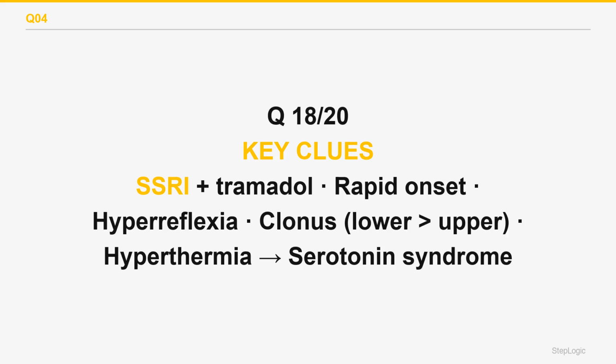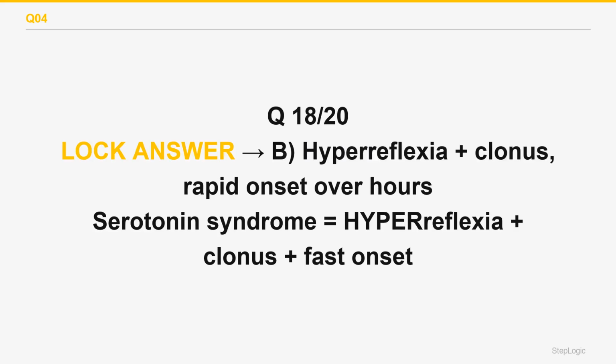Serotonin syndrome results from excess serotonergic activity, here from combining an SSRI with tramadol, which also raises serotonin. The hallmark that distinguishes it from neuroleptic malignant syndrome is the neuromuscular picture, hyperreflexia, myoclonus, and clonus, especially in the lower extremities, plus a rapid onset within hours of the offending drug.